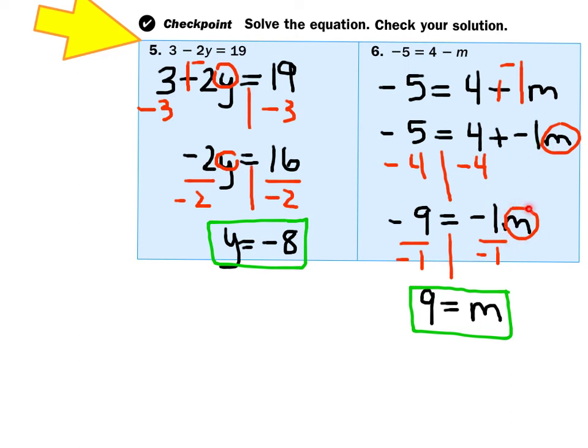And now circle the variable, bring down the wall. We have to get rid of that negative 1 that's touching our circle. So we're going to divide both sides of the equation by negative 1. So negative 9 divided by negative 1 gives us 9. Bring down the equal sign. And then negative 1 divided by negative 1 gives us that giant invisible positive 1 here. And then let your m come down.